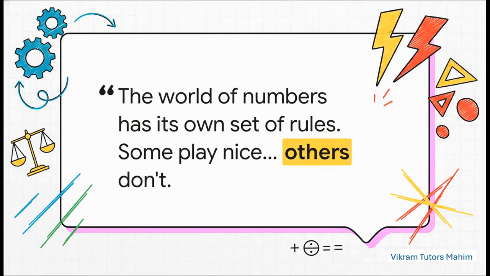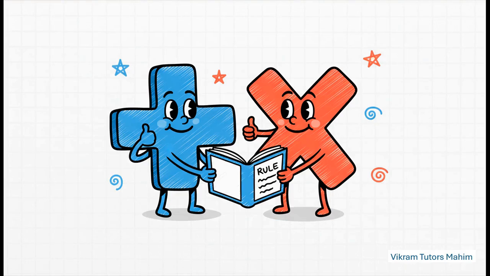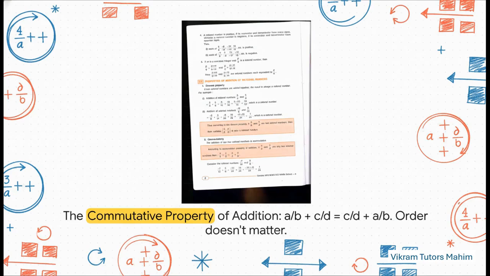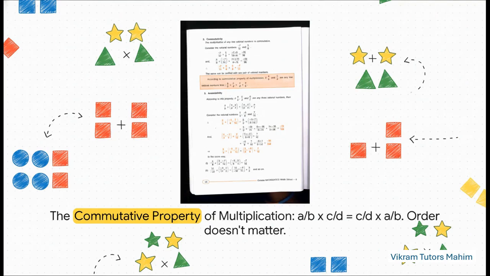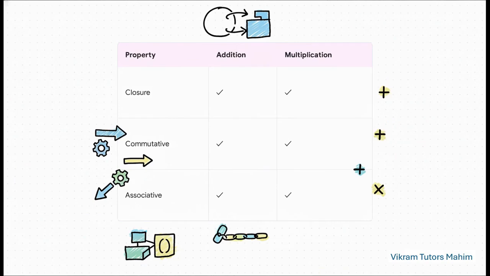Now, this number world has its own set of rules. Some operations play nice, and others, well, they really don't. First up, let's meet the predictable pair, addition and multiplication. They're like the well-behaved twins. When you're adding, the order just doesn't matter. This is called the commutative property. And what's really cool is multiplication does the exact same thing. Order doesn't matter there either. They both share these key properties, which is what makes them so reliable and easy to work with.